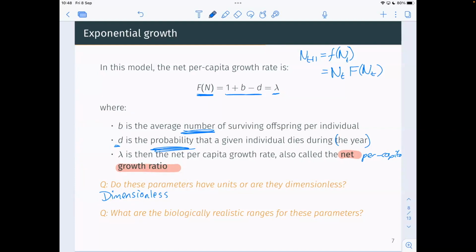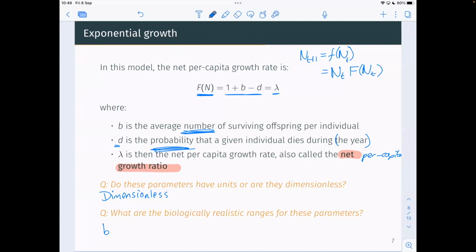Okay, what about biologically realistic ranges for these parameters? Something that we'll often be talking about is what is biologically realistic for our models. What I mean by that is this up here is just a mathematical equation. The math doesn't know that B can't be negative, say. The model could do whatever we wanted it to. We have to constrain our mathematical model to something that is biologically realistic. So what are some biologically realistic ranges for these parameters?